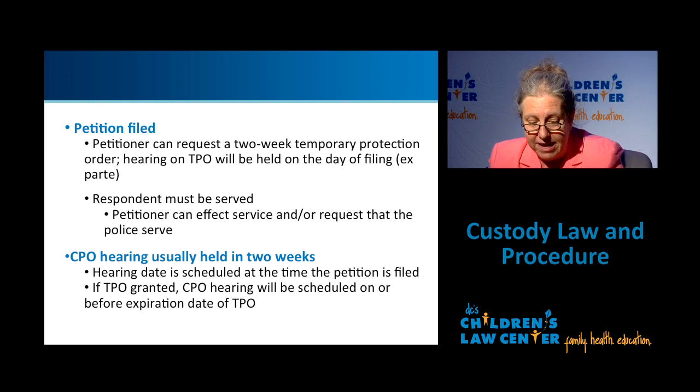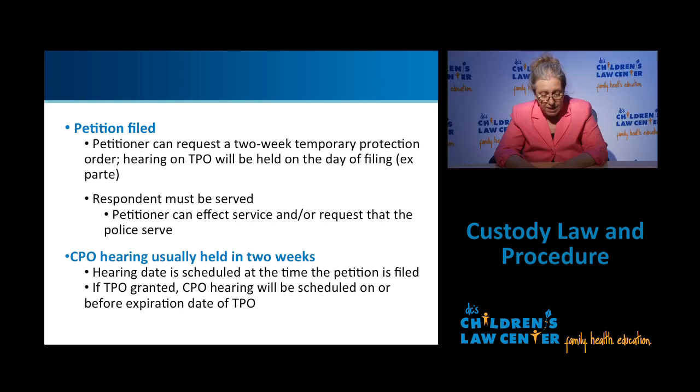The basic procedure is that a petition is filed, initiating the action and setting out the allegations in the case. Petitioners can request an emergency 2-week temporary protection order. They can go before a judge the day of filing and request this emergency order without notice to the other side. And it is fairly common for TPO requests to be granted. Then service of the court papers has to be effected on the respondent in order for the case to go forward. The petitioner can arrange for service to be effected or can request that the police serve the papers.